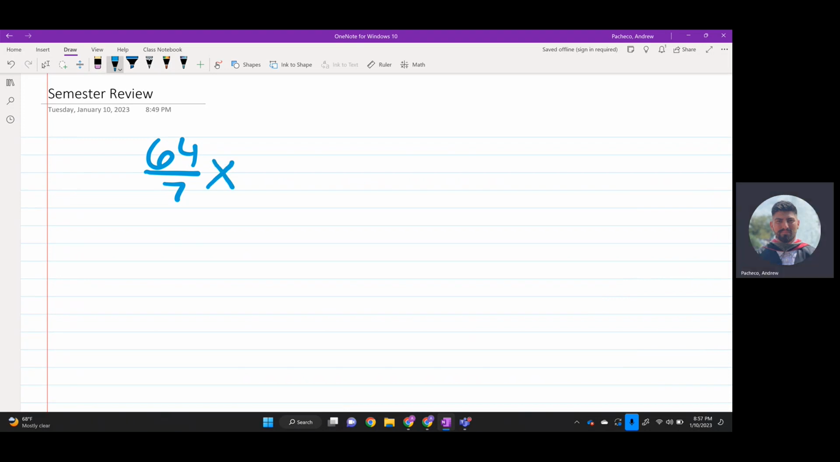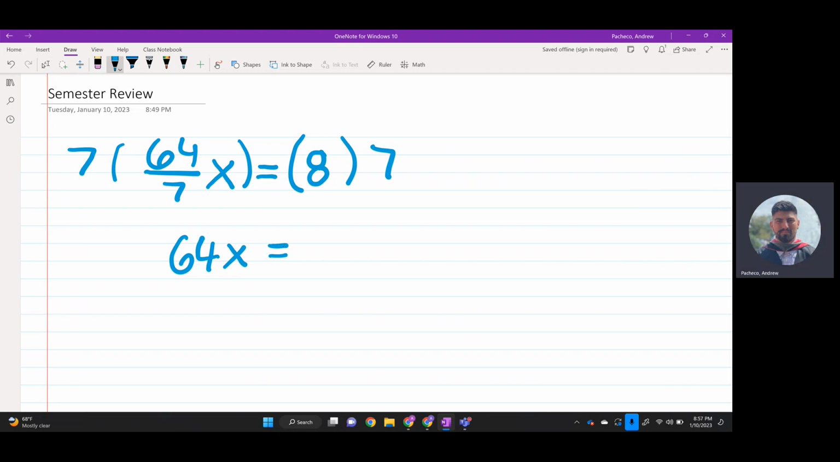I have 64 over 7x, let it all be equal to 8. I'm trying to get x by itself. To get x by itself, I need to first get rid of my fraction. What I'm going to do is multiply by 7. If I multiply the left side by 7 and the right side by 7, I get rid of that fraction. I'm left with just 64x. 8 times 7 is going to be 56.